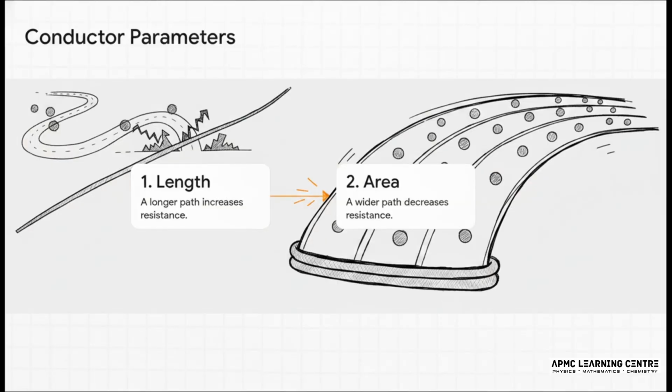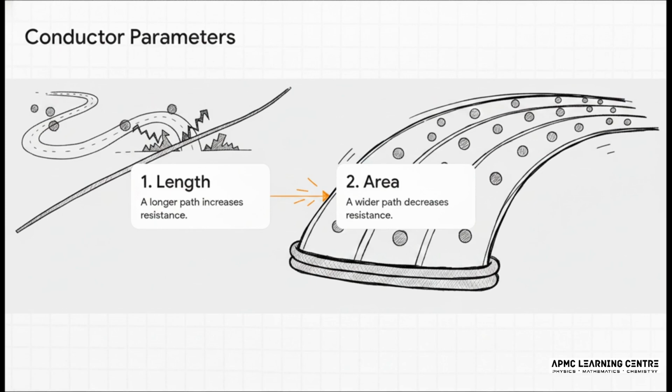So what actually determines how bad this traffic jam gets? Well, for a simple wire, it's not random at all. It actually comes down to its physical shape. First, there's length. It's pretty intuitive, right? A longer road is just harder to travel. Well, a longer wire means more chances for an electron to collide with something, which means higher resistance.